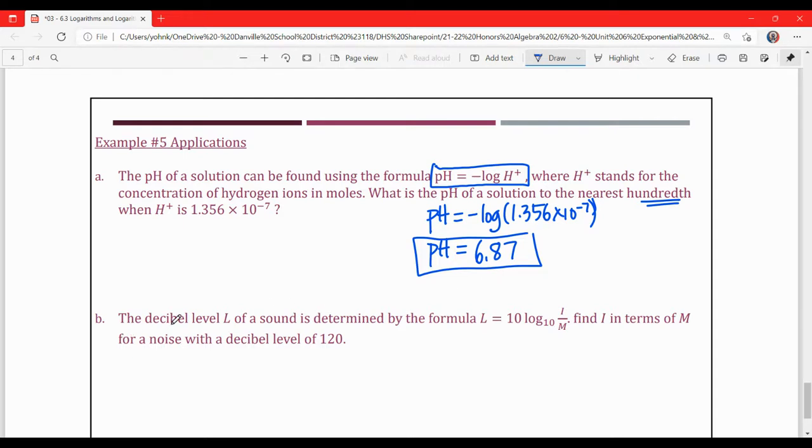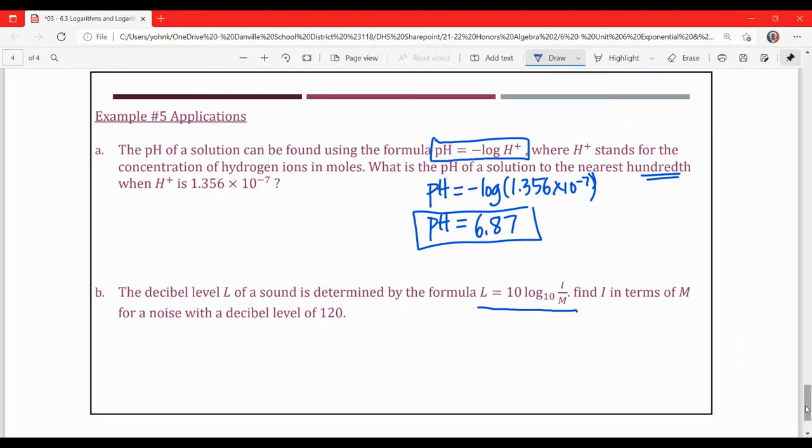All right, letter B. The decibel level L of a sound is determined by the formula L equals 10 times log base 10 of I over M. Find I in terms of M for a noise with a decibel level of 120. Well, decibel level is L. So I have 120 equals 10 log base 10 of I over M.